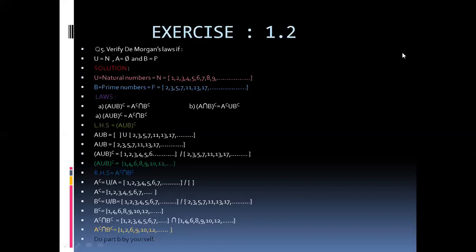Now we take the intersection of A complement and B complement. A complement is the set of natural numbers and B complement is the set of composite numbers. When we take the intersection of these two, our answer will become 1, 4, 6, 8, 9, 10, 12, and so on. But you see that there is some mistake. Instead of 2, there must be 4. So when you are doing this, you should be careful about it.